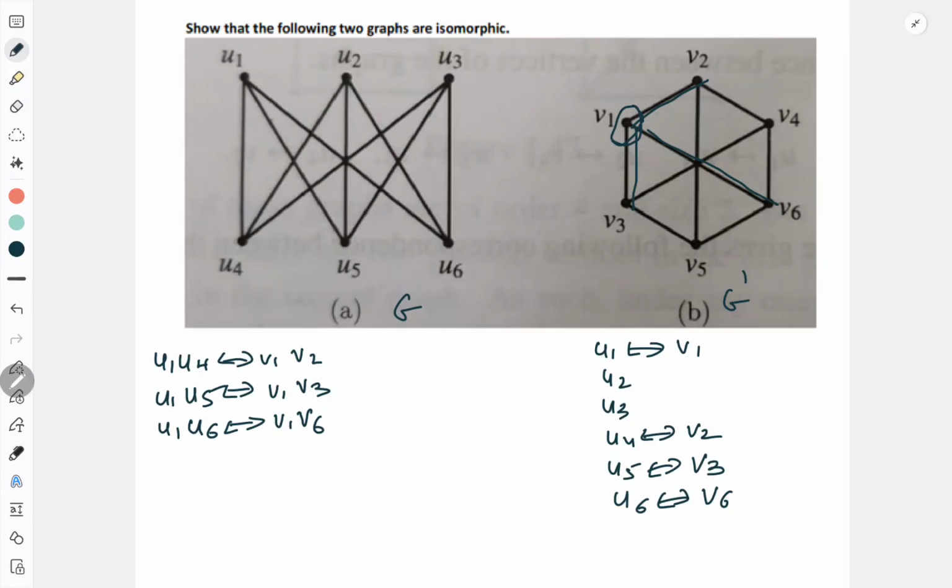Now I should check the remainings are working or not. Now if I talk about U2, so U2 is having edge with U4. Then U2, U5 is an edge and U2, U6 is an edge. Okay. Now what is the image of U2? I don't know. Till now U2 is not defined, right? But U4 is V2. U5 is V3. And U6 is V6. So now only I have to place here.